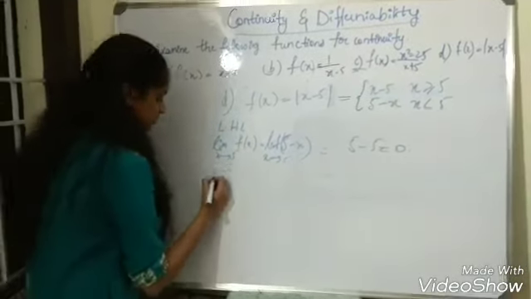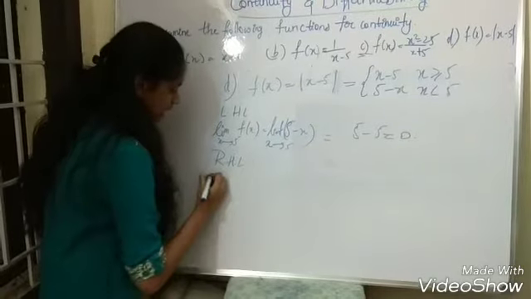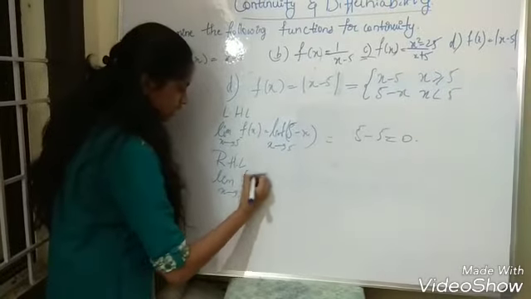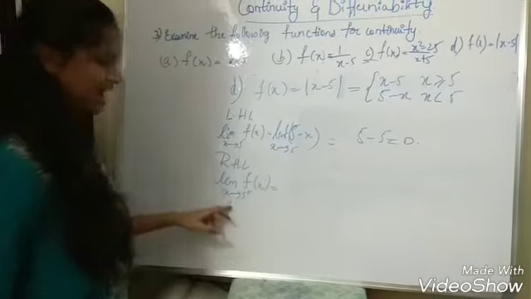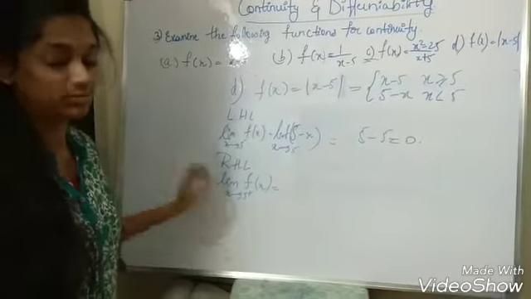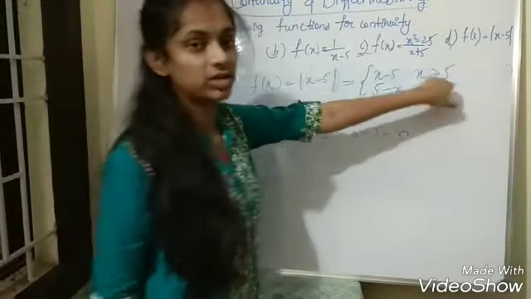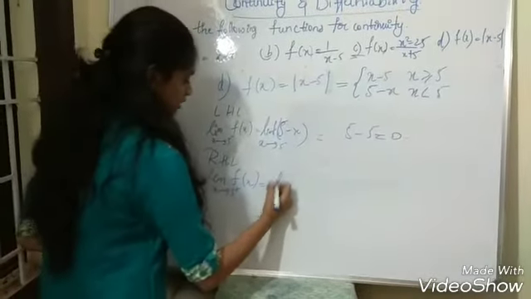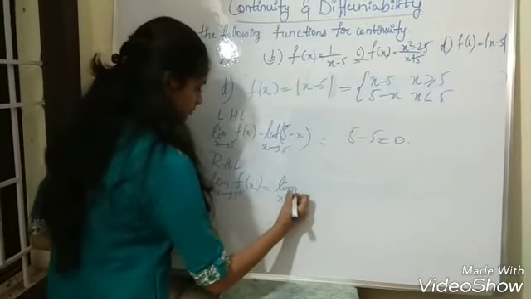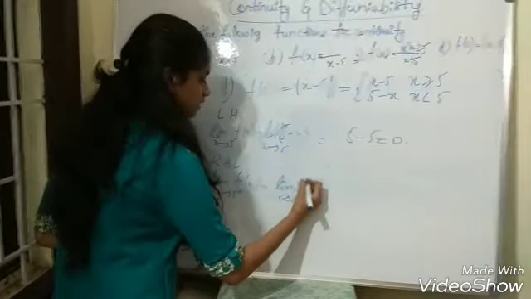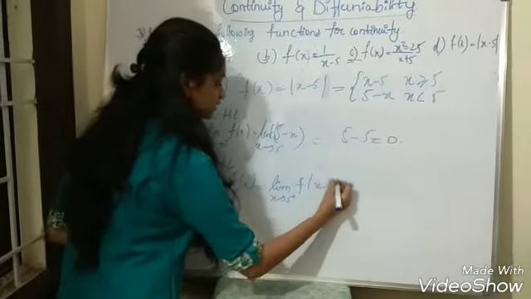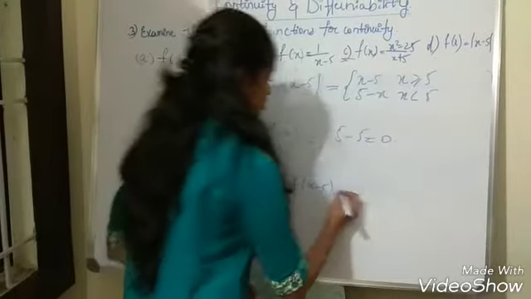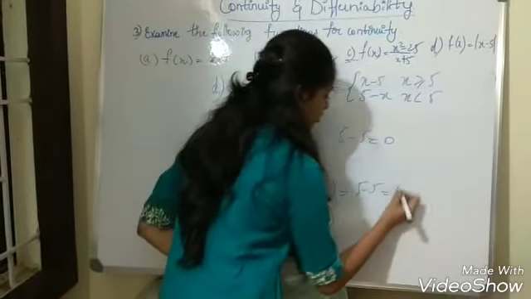Now we'll check its right hand limit value. Limit x tends to 5 positive of f(x). Now the value of x is a little bit more than 5. So x is greater than 5. When x is greater than 5, it is x minus 5. So limit x tends to 5 positive of x minus 5. As the value of x is approaching 5, x will become 5. So it is 5 minus 5 is equal to 0.